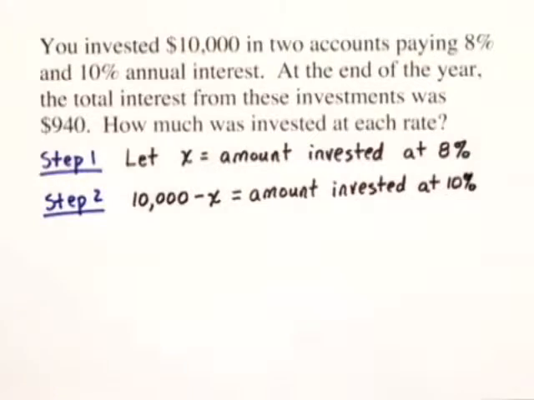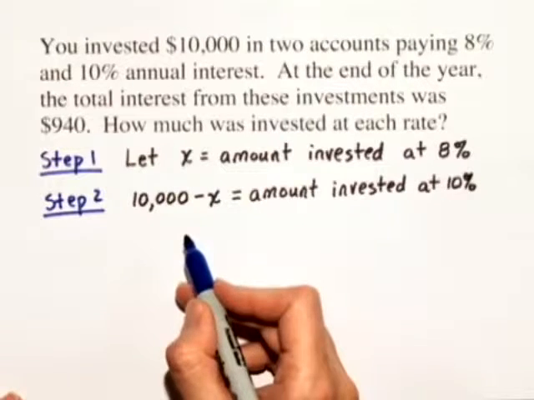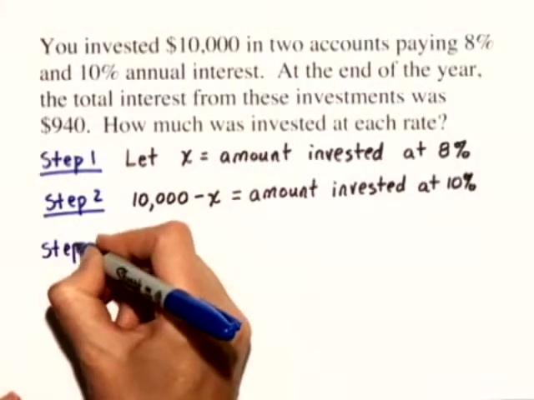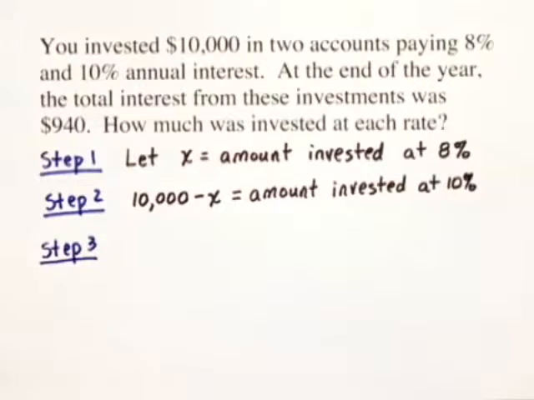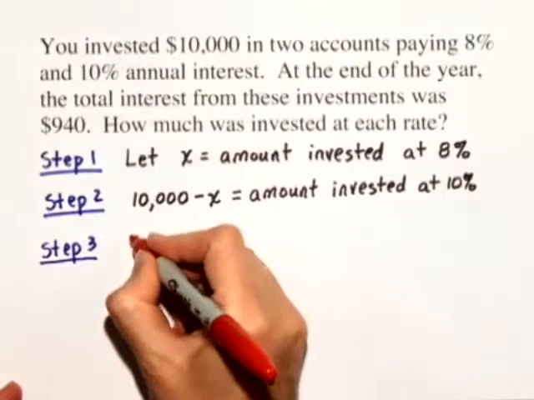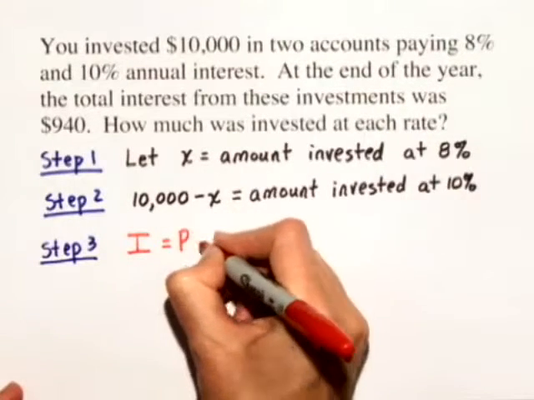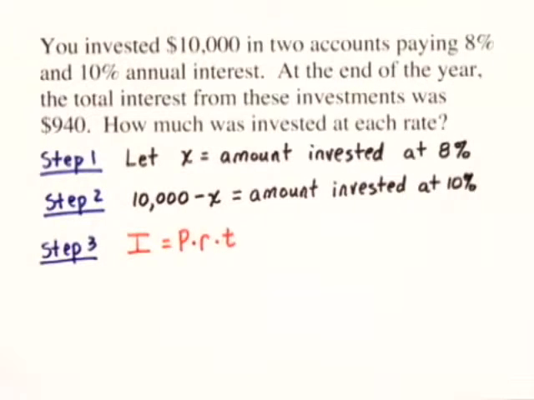Now we're ready for step 3. In step 3, we're going to use the information in steps 1 and 2 to write an equation in terms of X. In order to write this equation, we have to keep in mind one thing. We know the formula for interest. Interest is equal to the principal invested times the rate times the time.